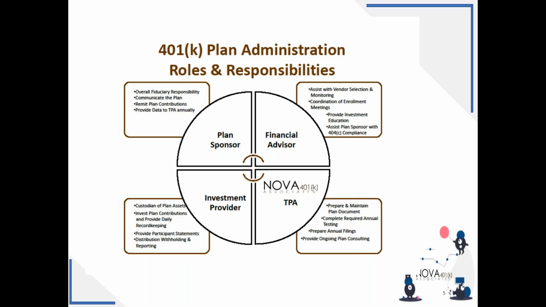What 404C compliance means is making sure that the plan has a well-diversified fund menu for the participants to choose from. Then next we have the investment provider, and that is also often referred to as the record keeper or the custodian. That is the company that holds the plan's assets. It's where your plan's money is invested.